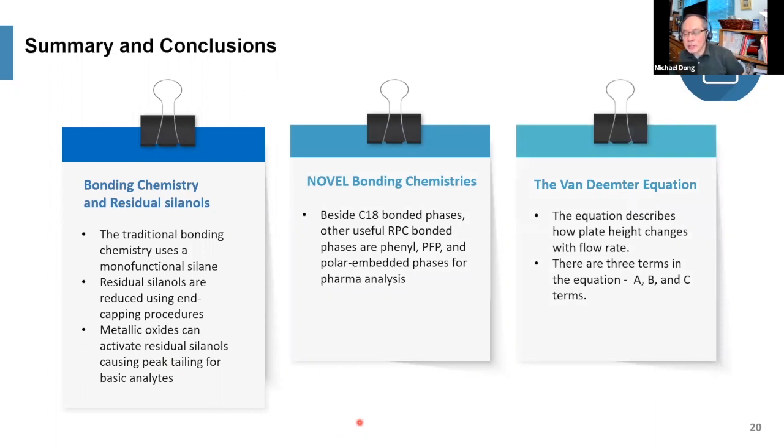So the Van Deemter equation is the equation describing how plate height changes with flow rate or linear velocity. There are 3 terms, right? The A term is eddy diffusion, the B term is longitudinal diffusion, and the C term is resistance to mass transfer.